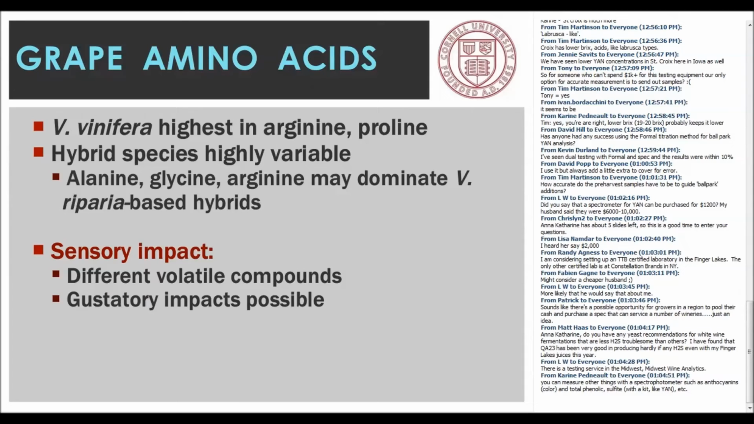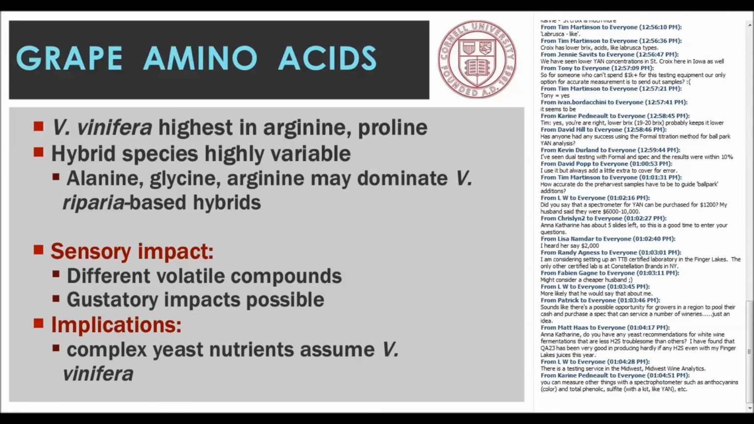In some of these amino acids that we're seeing in some of the hybrids, not so much in the Riparia base, but in some of the other interspecific hybrids, there's some amino acids like glutamate that actually have a gustatory flavor. They actually give you some savory tastes instead of just aromas. And if those are high enough, there may actually be a taste component there as well. And that's something that the Butzke group is looking at at Purdue. So it's something to keep an eye on.